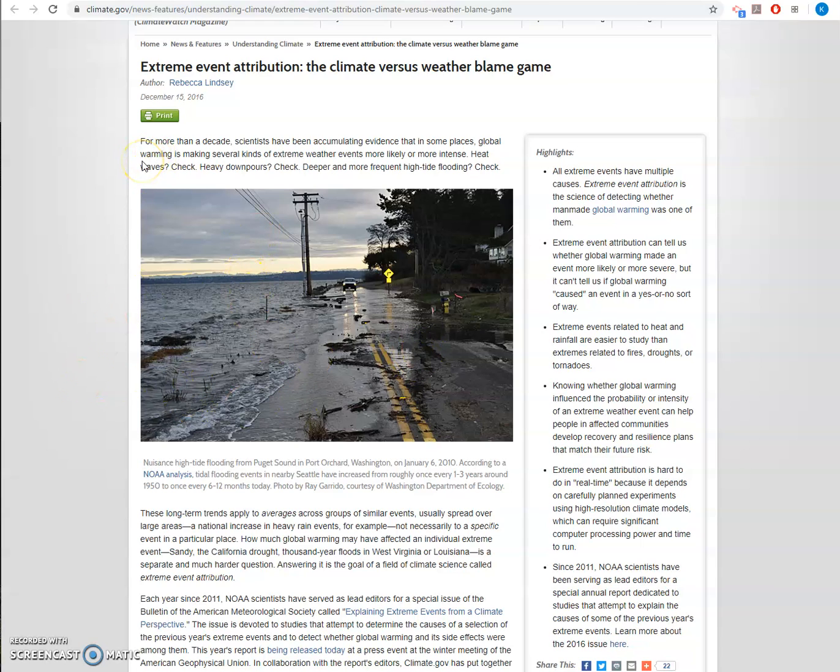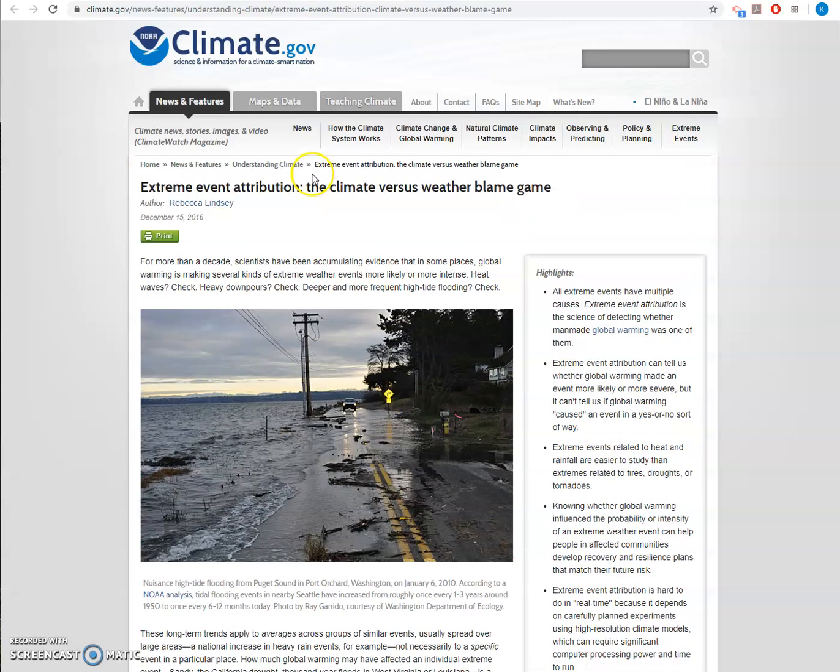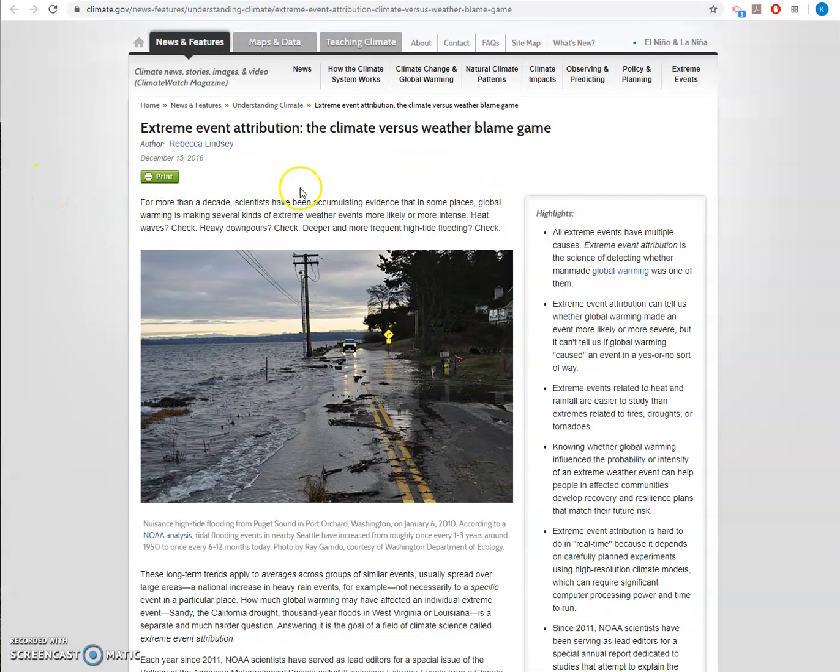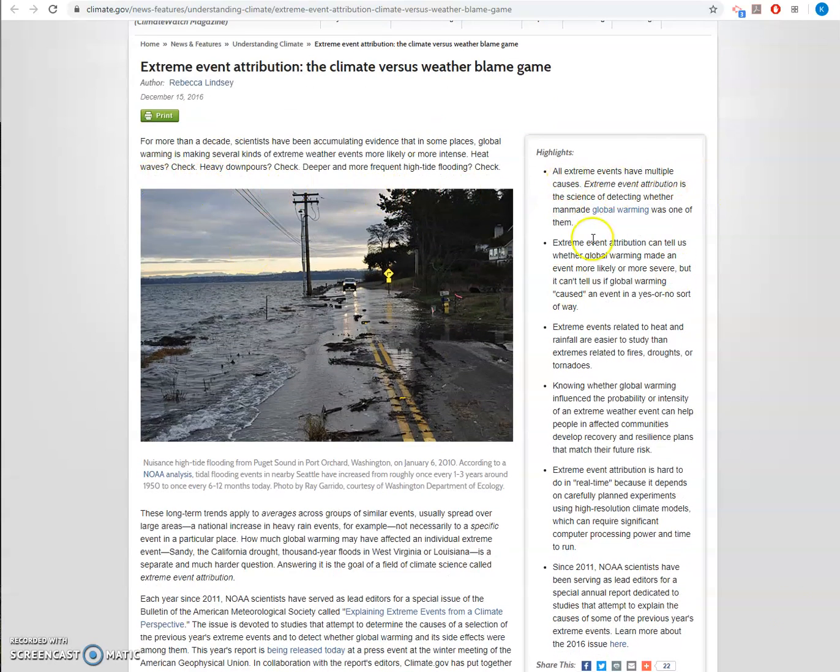This is looking at evidence in places where increasing global temperature is actually part of the cause for this. So this is going to explain that for you. It's written by somebody who's acting like a smarty pants, so it probably sounds kind of hard. But what's important is these highlights over here.